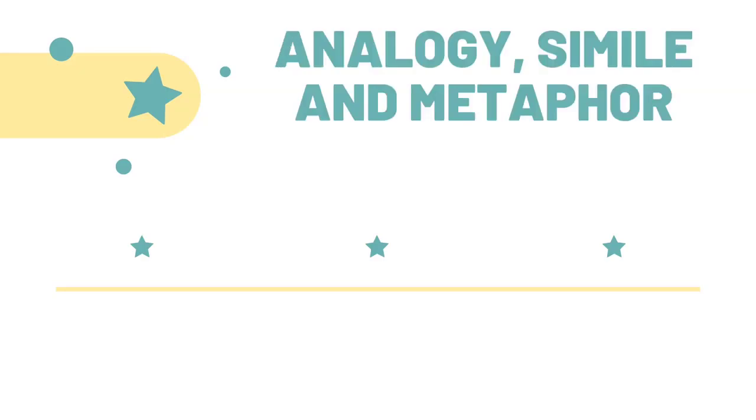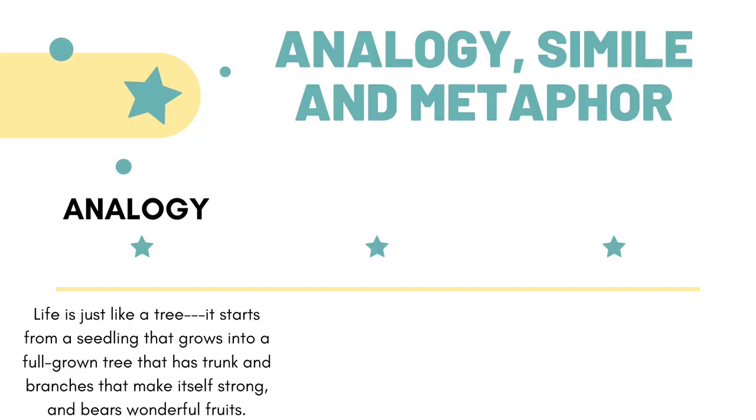Now, what are the examples of analogy, simile, and metaphor? For analogy, life is just like a tree. It starts from a seedling that grows into a full-grown tree that has trunk and branches that make itself strong and bears wonderful fruits. As you see, life is compared to a tree and was justified through analogy.